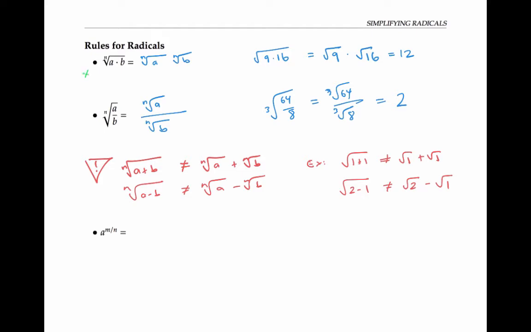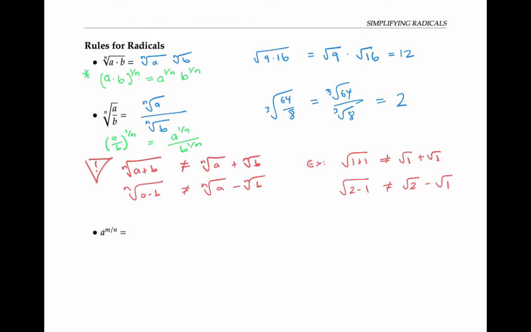For example, if we look at the first rule, we could rewrite this. The nth root of A times B is the same thing as A times B to the 1 over nth power. And by exponent rules, I can distribute an exponent across multiplication. And so this radical rule can be restated completely in terms of an exponent rule. Similarly, the second rule can be restated in terms of exponents as A over B to the 1 over n is equal to A to the 1 over n divided by B to the 1 over n.